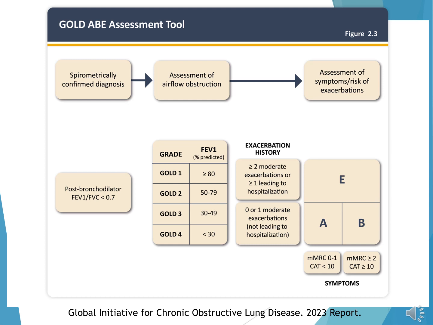If you're familiar with the chart on the bottom left, you'll probably notice that it looks a little different. So in the newly updated 2023 GOLD guidelines, they combined what was previously category C and D to create a new category, which is E. So you'll get the same treatment if you've had at least 2 moderate exacerbations or at least 1 exacerbation that led to a hospitalization, regardless of the severity of your symptoms, which we measure by that MMRC and CAT score.